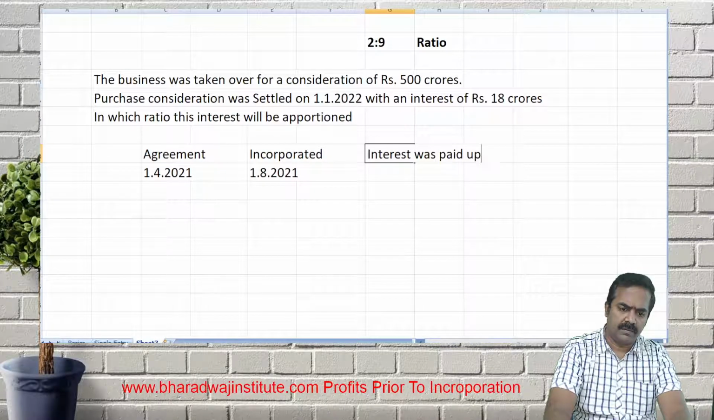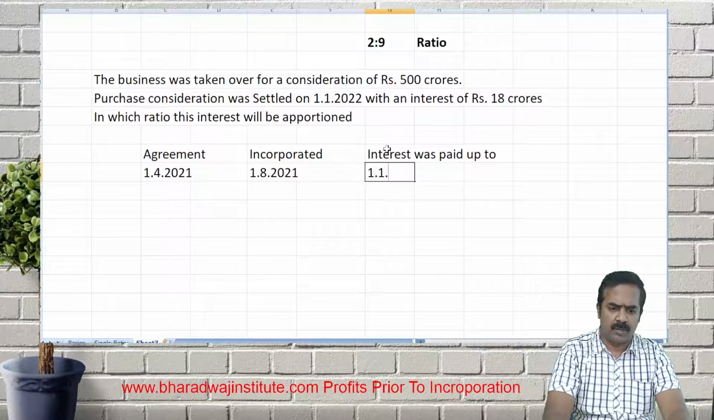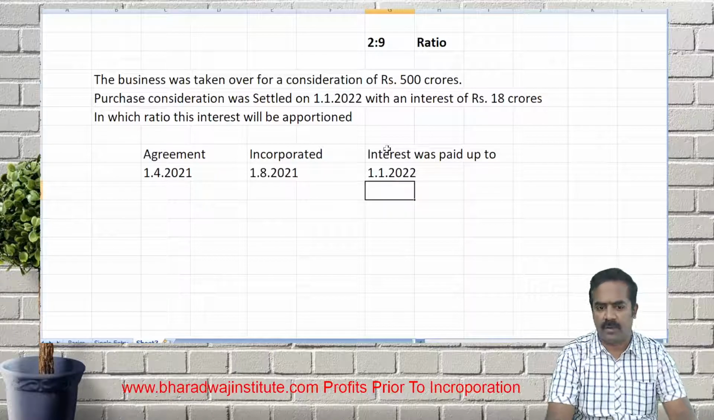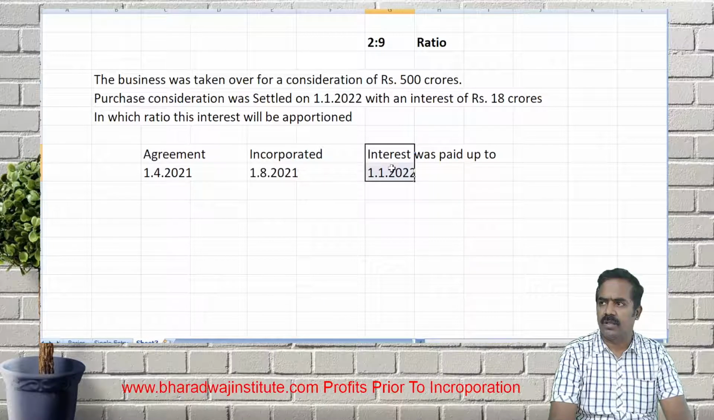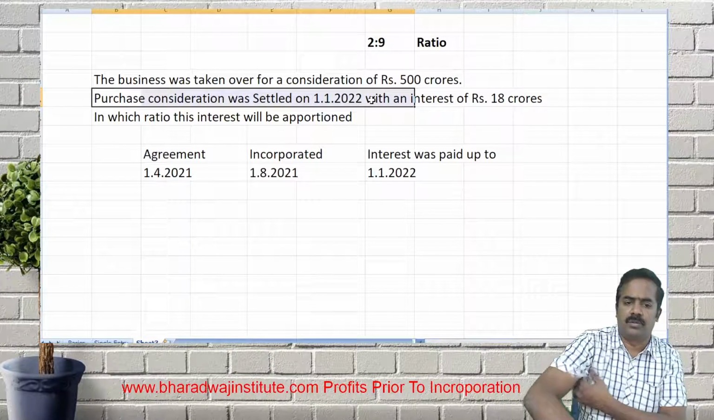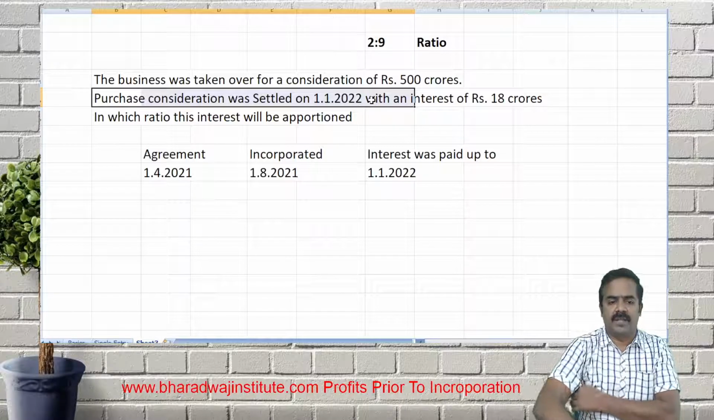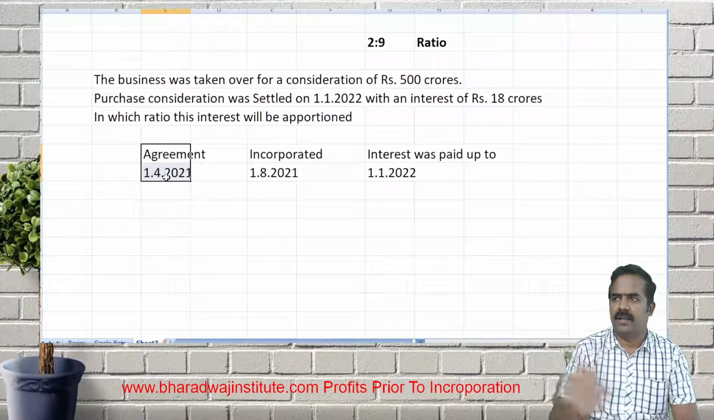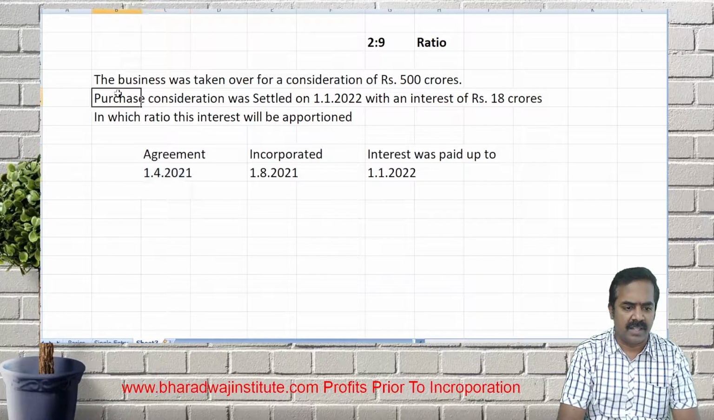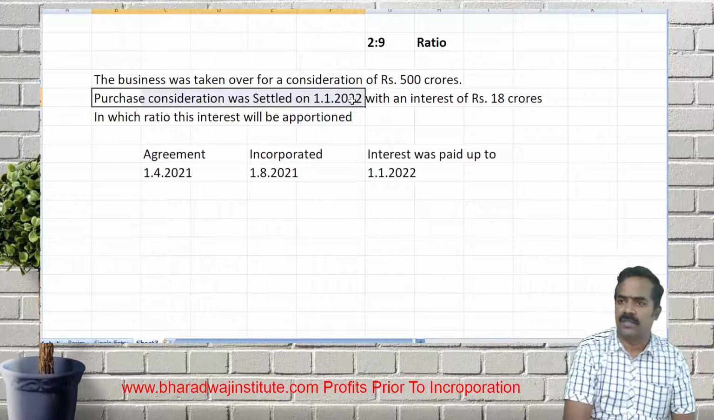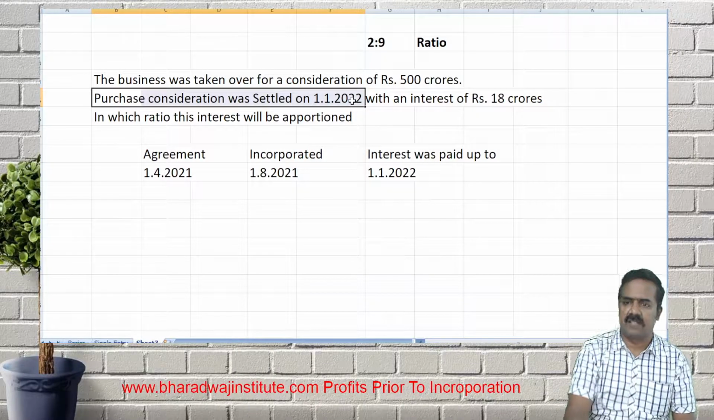Interest was paid up to 1/1/2022. We are not paying interest till the end of the year. We are paying only up to what? 1/1/2022. Sir, up to or on? Up to. With an interest. We are settling the purchase consideration on 1/1/2022 means up to the date you have to pay interest. See, we agree to take over your business on what date? April. April consideration settle பண்ணிருக்கணும். But we are settling the consideration on what? 1st January only. For the intervening period, we are settling with an interest. 500 crores plus interest extra pay பண்றோம்.